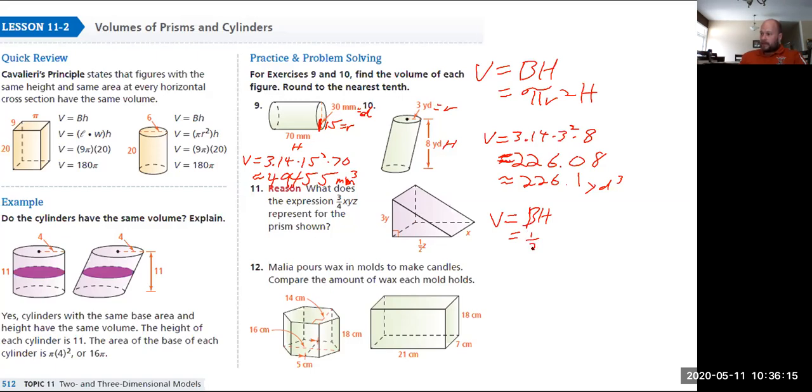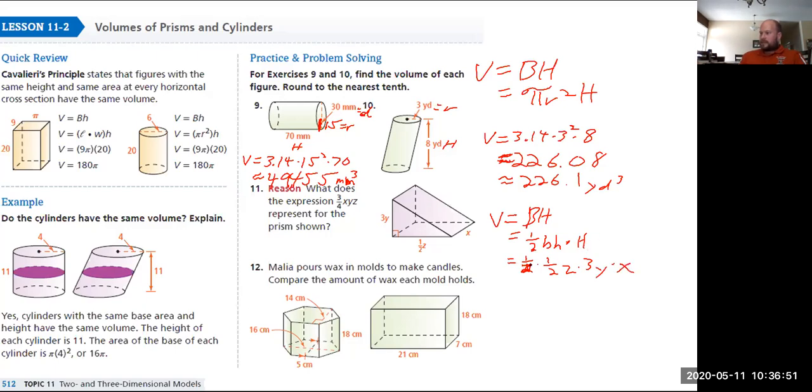Again, our base on this one is a triangle, so we're substituting in our formula for area of a triangle, 1/2 base times height of the triangle. And again, we still have times height of the prism. So plug in the values we need. We have 1/2. The base of the triangle is 1/2 as well. More like 3 than 2. Let's try that again. The base was 1/2 z. The height was 3y. And the height of the solid is x.